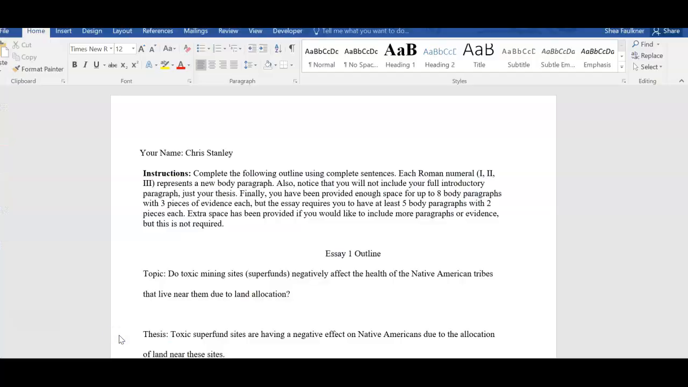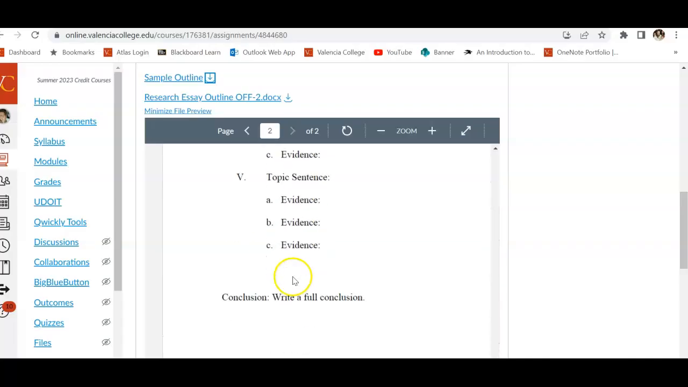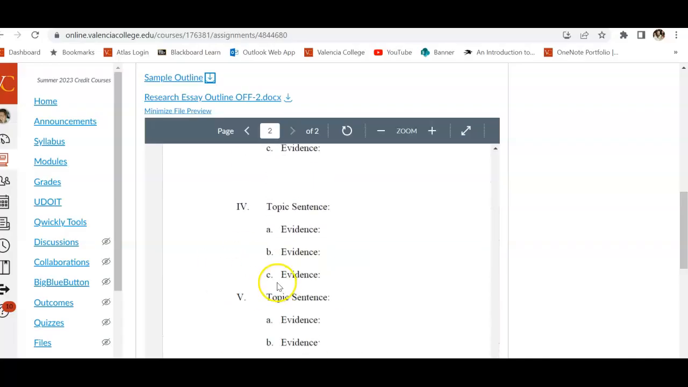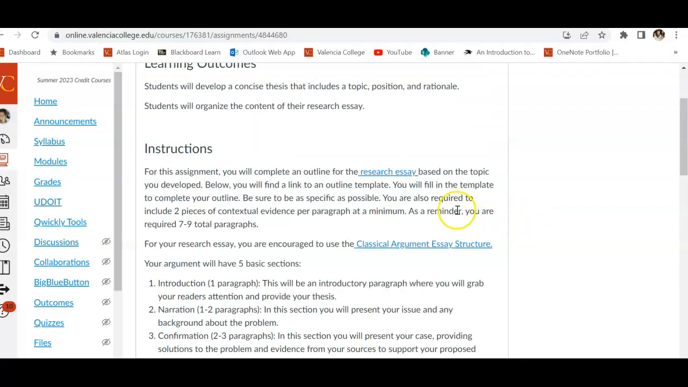And you also have space for up to 5 body paragraphs, but if you need more, you can add those in, but you are required at least 5 for this assignment.